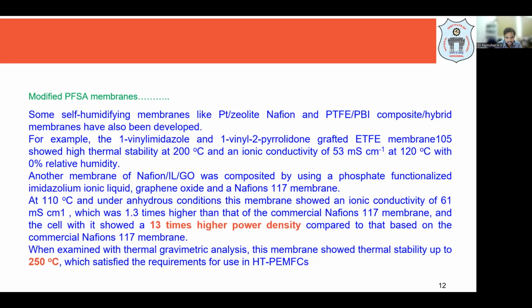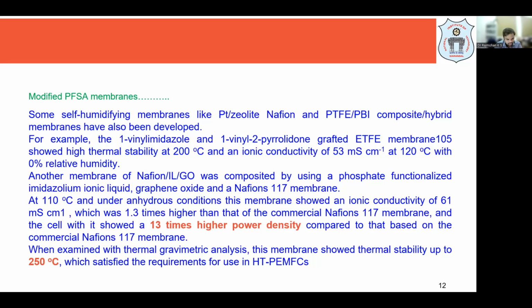Okay, so in that case, they are able to perform with 0% relative humidity at 200 degrees Celsius with a 53 millisiemens per centimeter ionic conductivity. There is another Nafion graphene oxide membrane composite also. If you use a phosphate functionalized imidazolium ionic liquid, graphene oxide and Nafion membrane, that also can be used. Such membranes show some 13 times higher power density in comparison to the commercial Nafion 117 membrane.